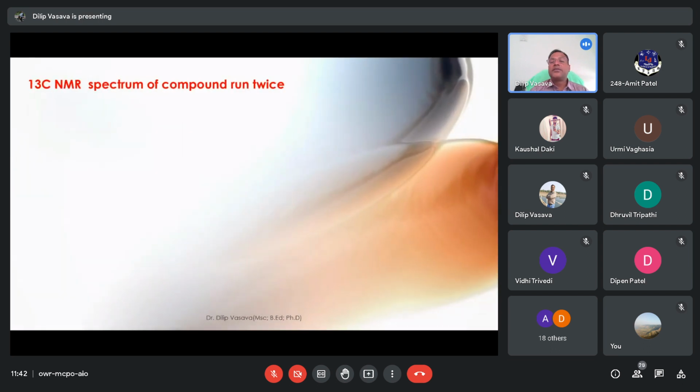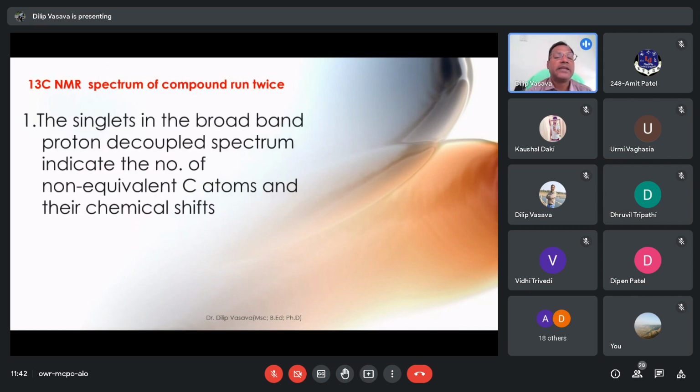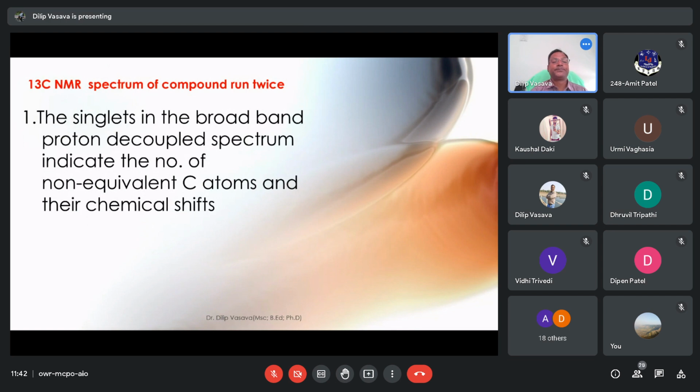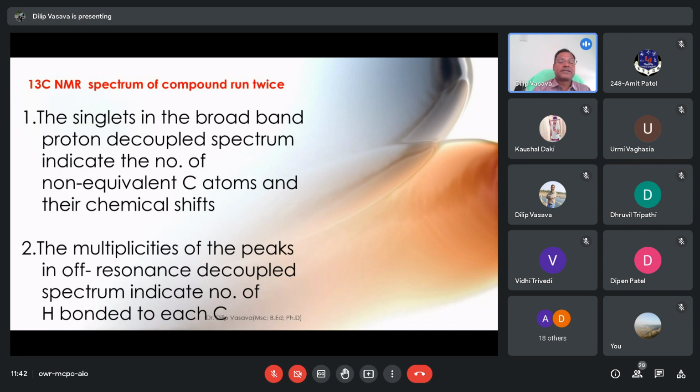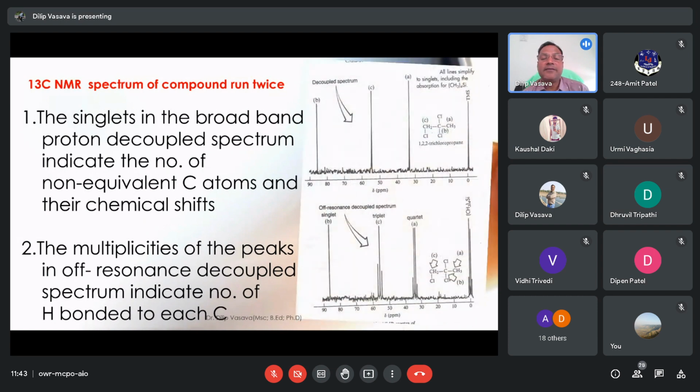So in a nutshell, you can say that the 13C NMR spectrum of a compound can be run twice, so that all the information can be regained. The BBD proton decoupled spectrum gives an idea about the singlets, the number of non-equivalent carbon atoms, and then their chemical shift. The multiplicity of the peaks can be observed by the off resonance. See the difference: this is the decoupled, the BBD, and here it is the off resonance decoupled.